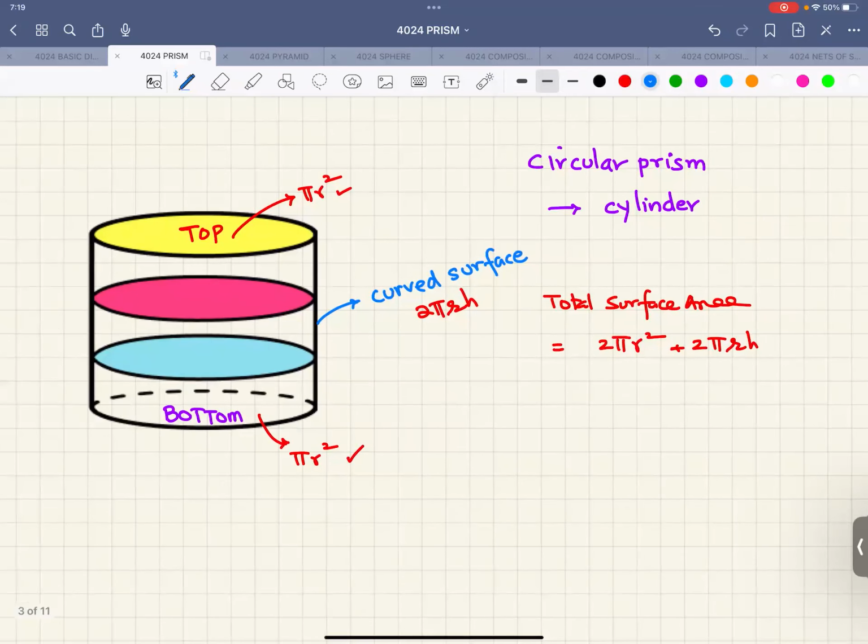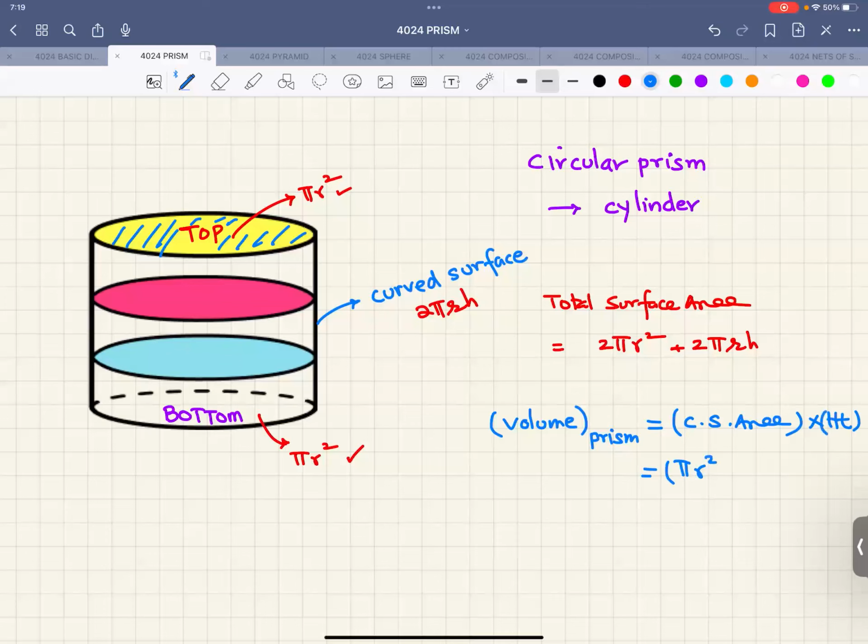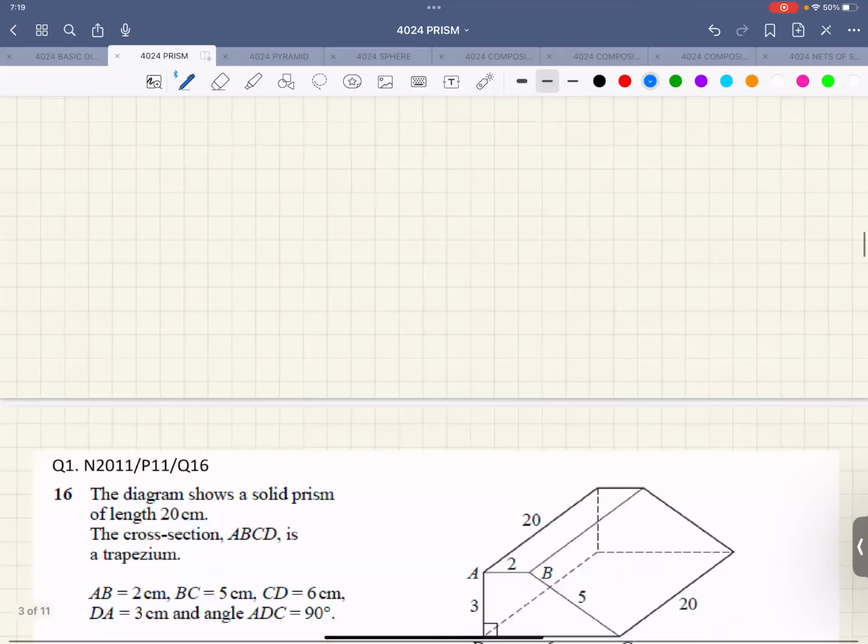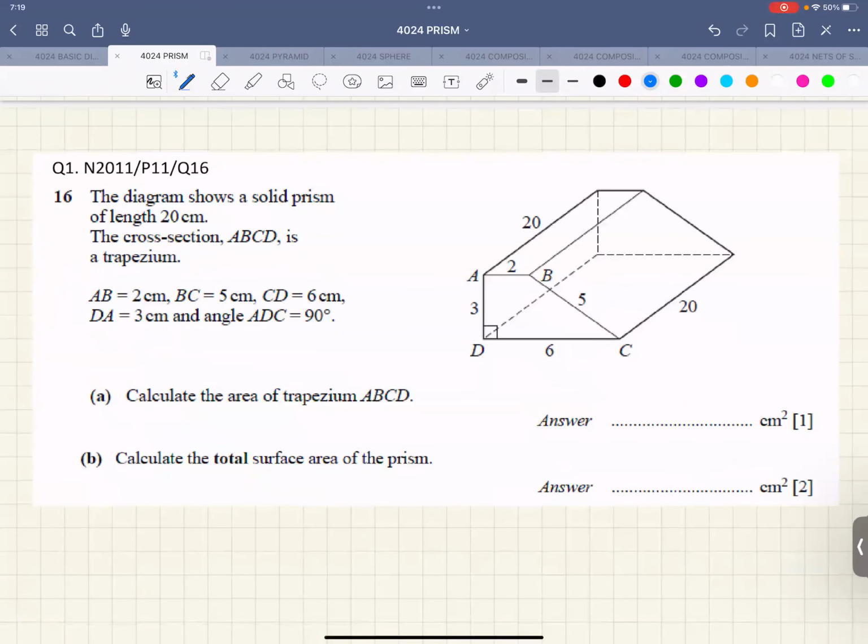What about the volume? The volume, we know the formula, but let's consider it as a prism. So that is the area of this cross section, which is a circle. So cross-sectional area multiplying with the height. So what is the cross-sectional area? Pi r square. And what is the height? H. That is how the formula pi r square h is obtained. Now let's look at this past paper question. Go through it, and then I'll start the working of it.